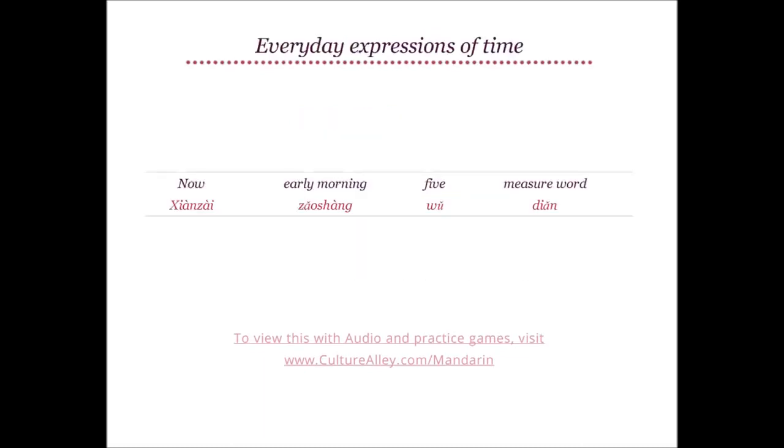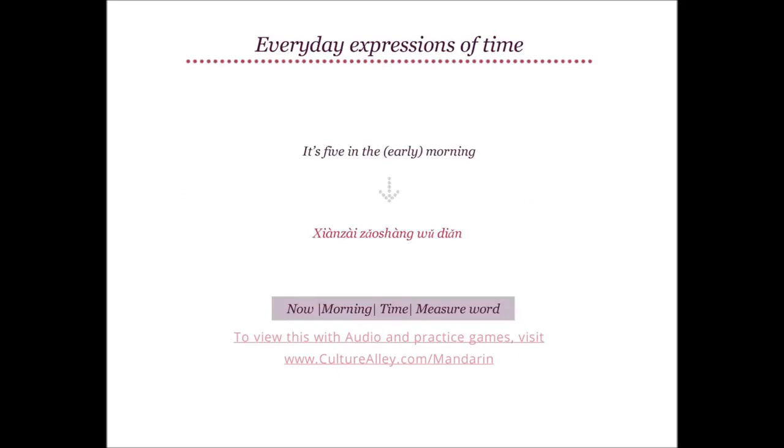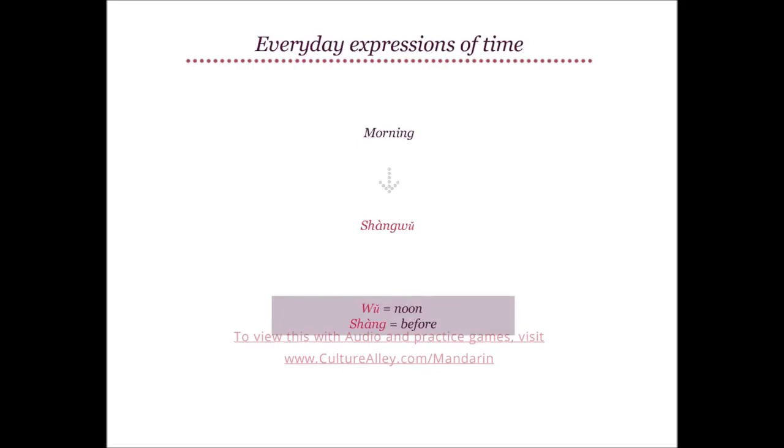Now becomes 现在. Early morning becomes 早上. 5 becomes 5. And the measure word translates to 点. Thus, it's 5 in the morning will become 现在早上5点. Using the sentence structure now, morning, time, and measure word. Great! Now let's move on to the next one.